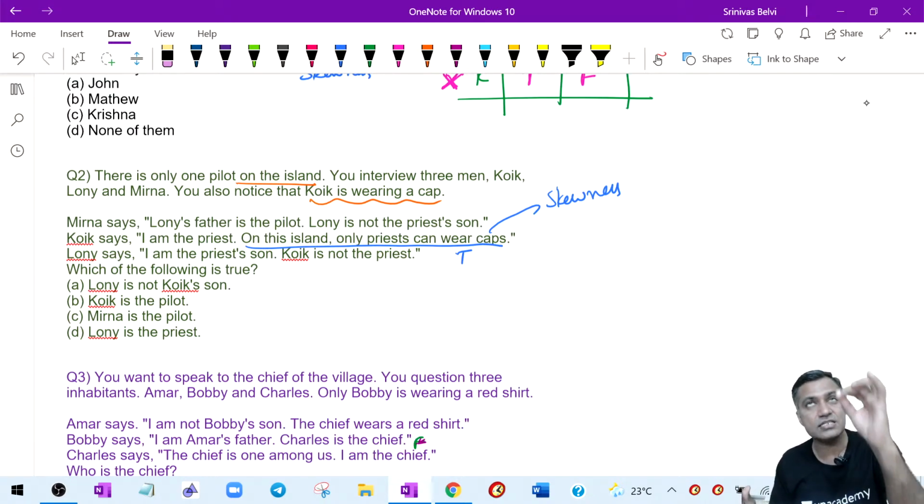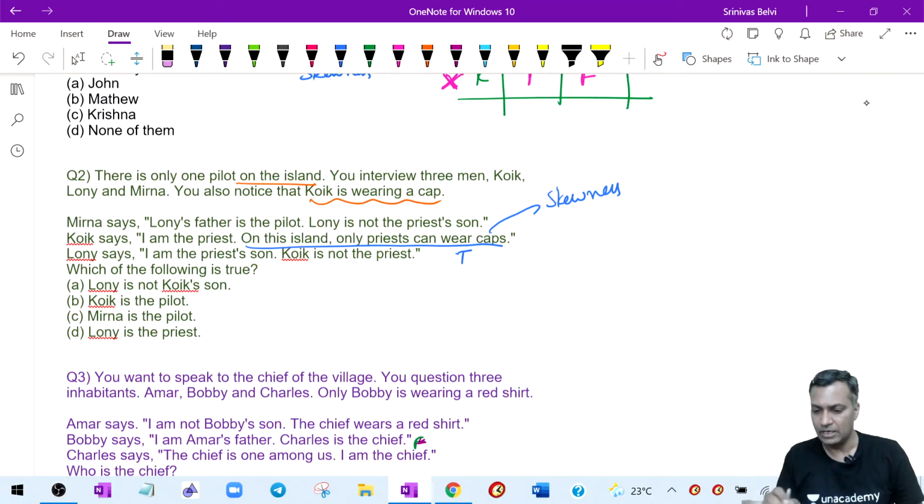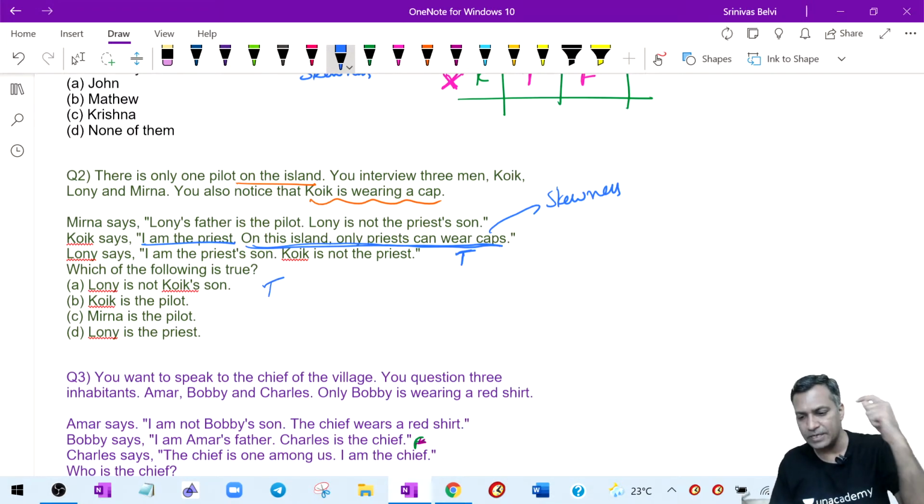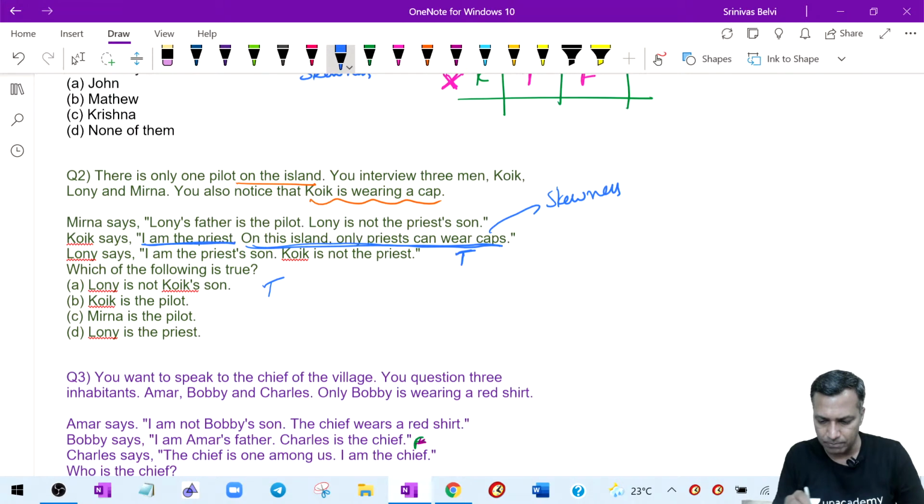And look there and then start analyzing that statement. On this island, only priests can wear caps. Fair enough. Assume that this is true. If this is true, I am the priest is also true, because only priests can wear caps, and I am the priest has to be true.